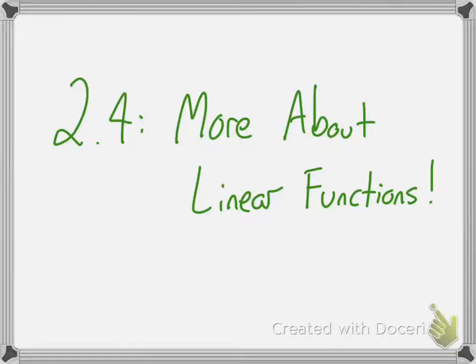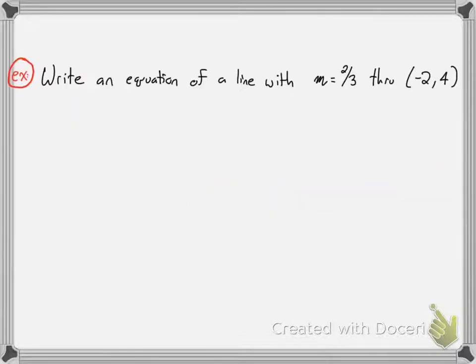In section 2.4, we're going to go a little bit deeper into linear functions. In the last video, we focused on slope-intercept form, so today we're going to look at different forms of linear equations and where it would be appropriate to use them. So let's start off. Let's say you want to write an equation of a line that has a slope of 2 over 3 and goes through the coordinate negative 2, 4.